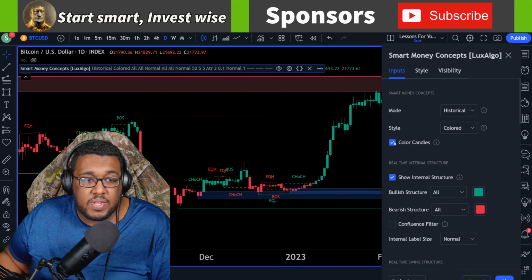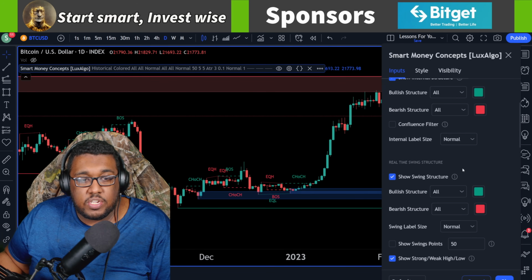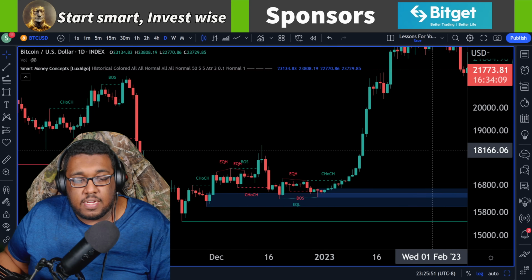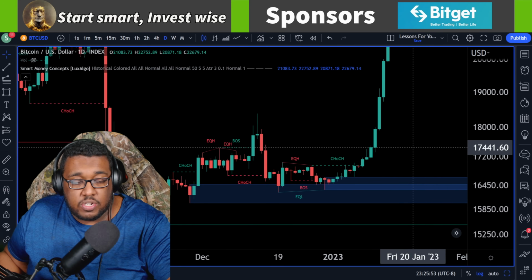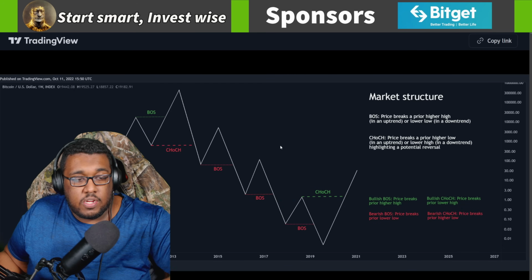I'm going to turn this off because I like to see red and green candles. It's just my preference. You guys can always turn this off and on at your own preference. Next, you're going to see show internal structure and show swing structure. Let's talk about the structure. When the algorithm in this system is talking about structure, it's talking about the change of character and the break of structure. Let's go over here very fast.